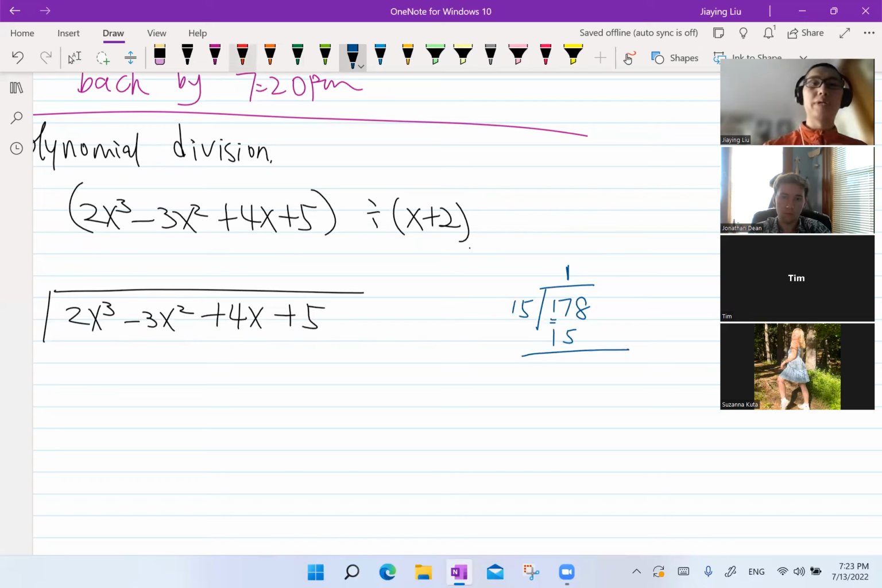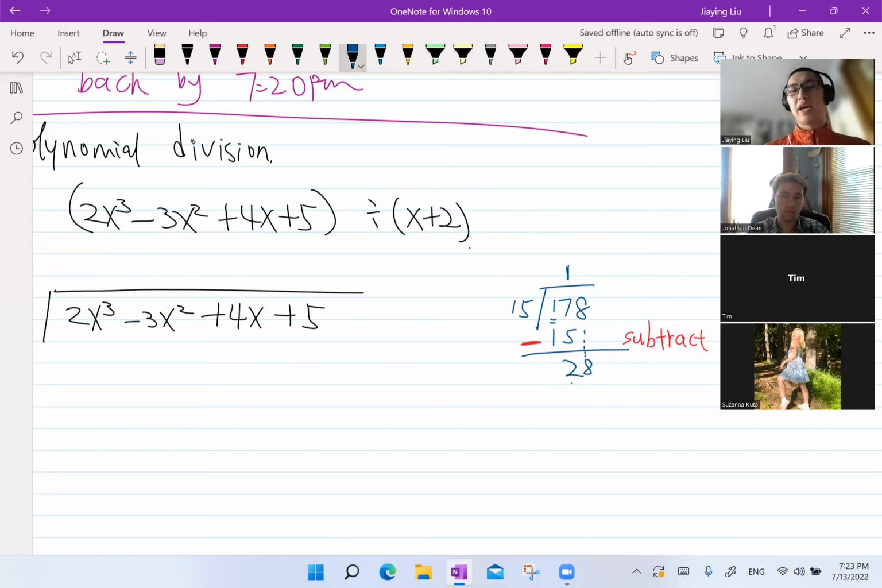Then, instead of adding them, I'm subtracting 15 from 17. It's always subtract. So 1 minus 1 is 0, 7 minus 5 is 2. We get 2 from the first two digits. Then I'm going to bring down the 8.